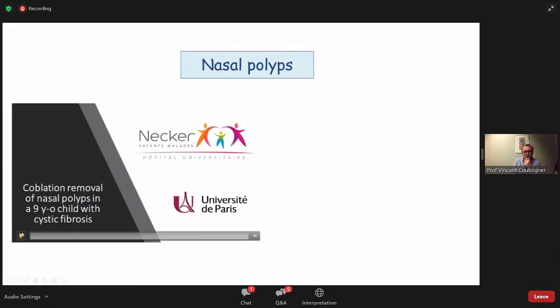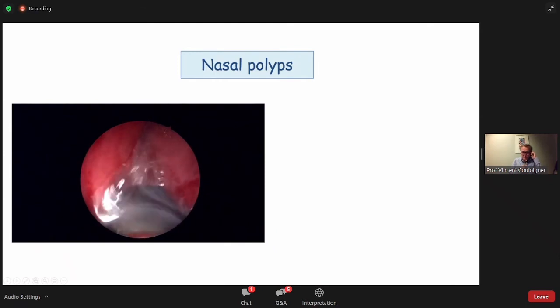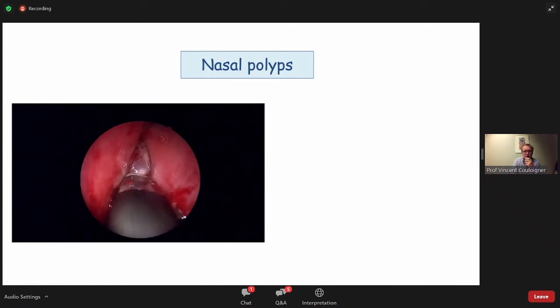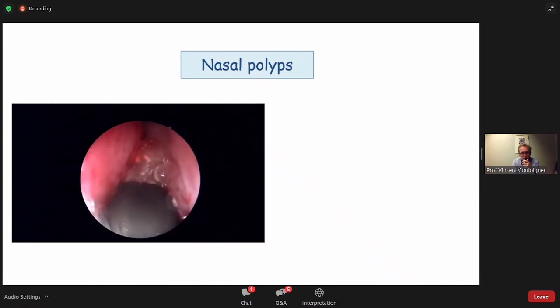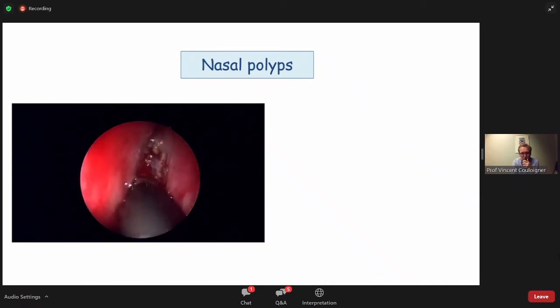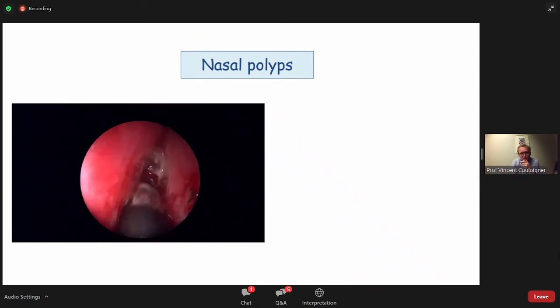It's a 9-year-old child with cystic fibrosis, and it's a very short movie to show you again how easily you can remove nasal polyps or sinus polyps with this COBLATION system. You can see the orange glow indicating the excitation of the sodium ion. So it tells you that it's working well.